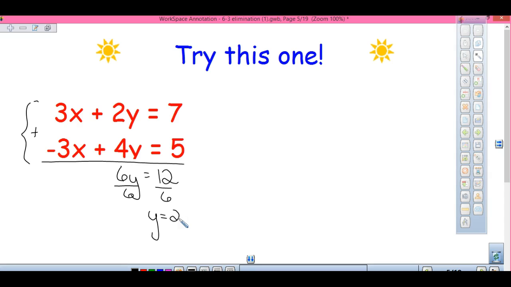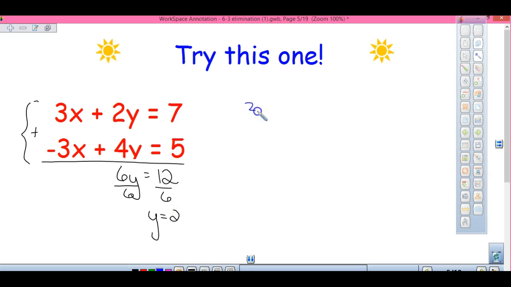Now what do I do with that 2? Plug it back into one of the equations. Does it matter which one? It does not, right? So like I said, I always pick the top one. I'm not really sure why. It just makes sense for me to plug it in. What am I plugging it in for?